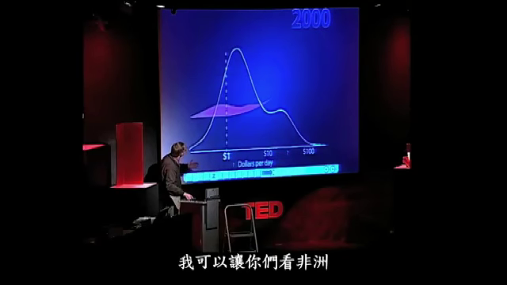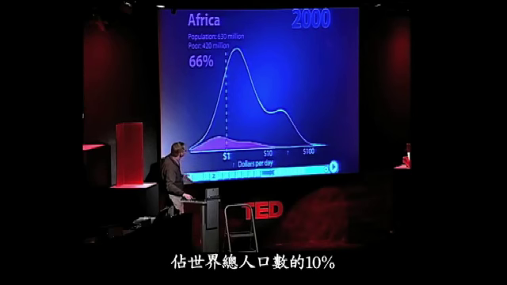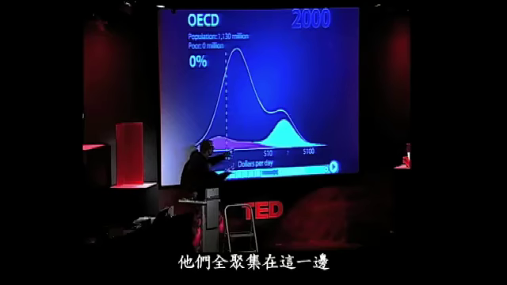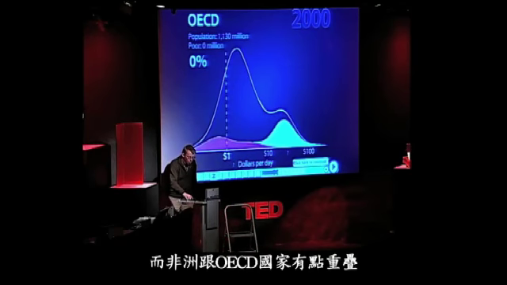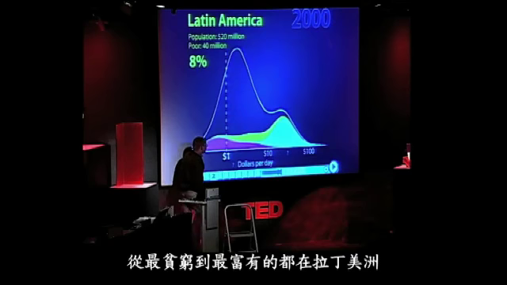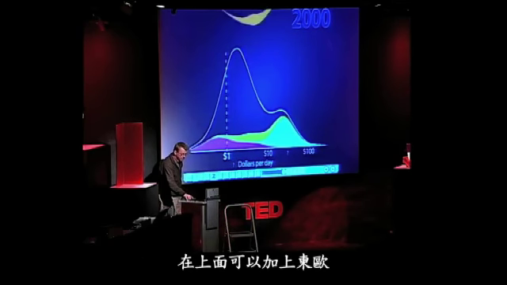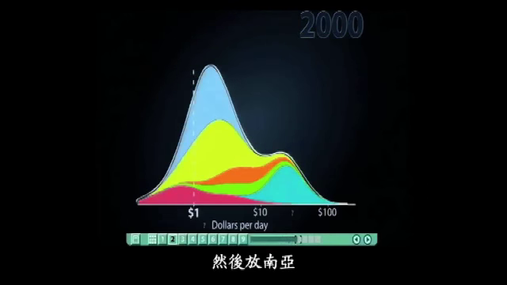I can show you Africa. This is Africa. 10% of world population, most in poverty. This is OECD, the rich country, the country club of the UN. And they are over here on this side, and quite an overlap between Africa and OECD. And this is Latin America. It has everything on this earth, from the poorest to the richest in Latin America. And on top of that, we can put East Europe, we can put East Asia, and we put South Asia.